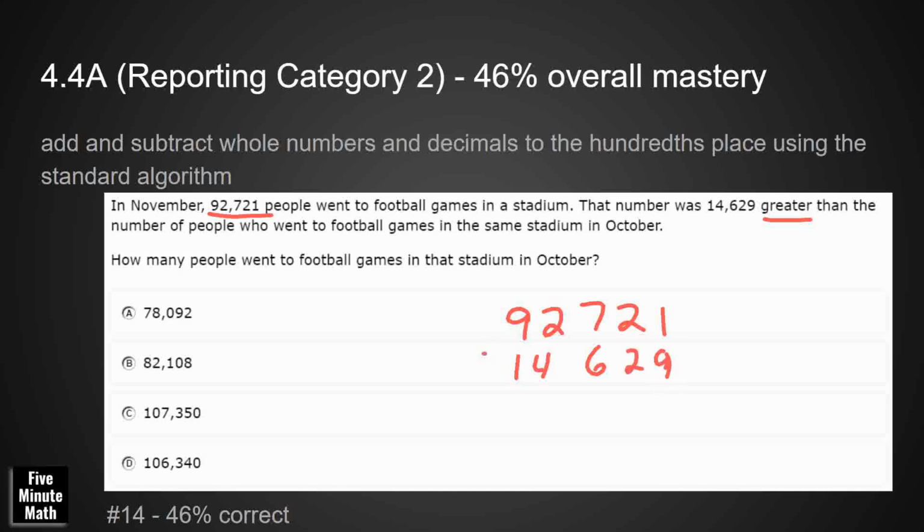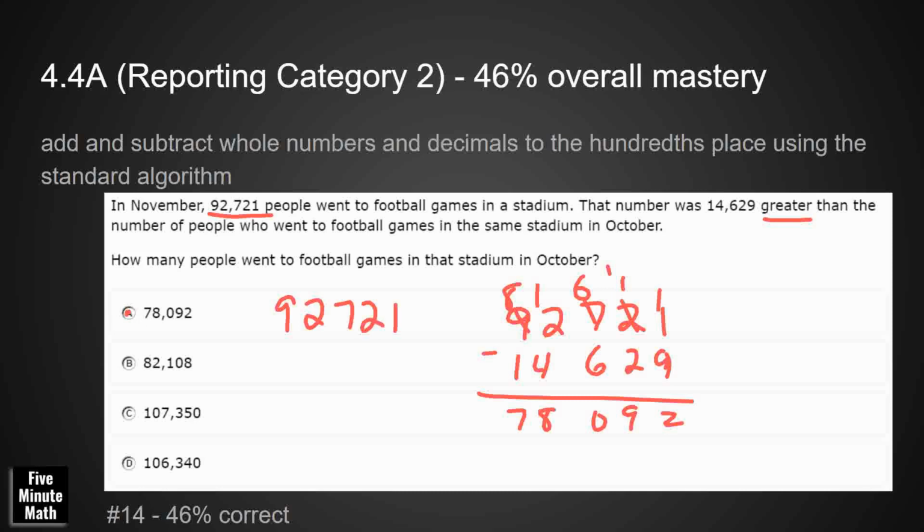So that means we need to subtract. It means we need to regroup quite a bit. So if we can do that, we can find our answer, but just for laughs, let's see what happens if we add them. Because if you are a student and you're not sure which way to go, well, take your numbers and add.